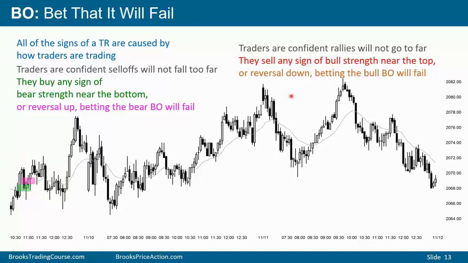And when the market's near the top, bears will do the opposite. Every time they see a strong bull bar, they'll sell it, and they'll sell a reversal down. A bull breakout, bears will sell, and they'll take quick profits on the way down.